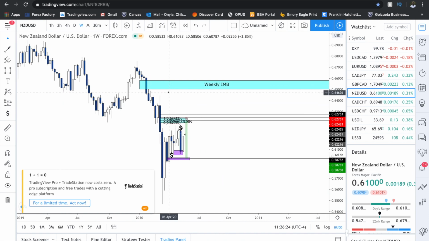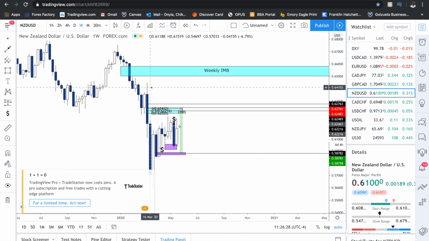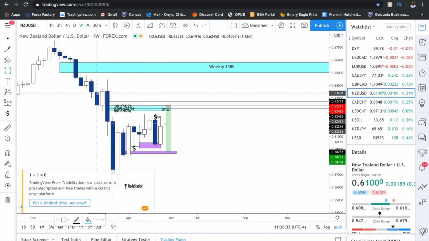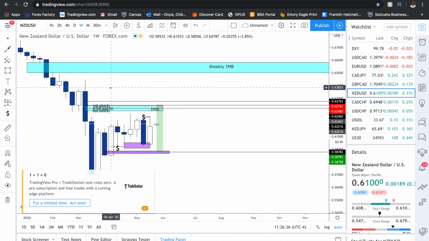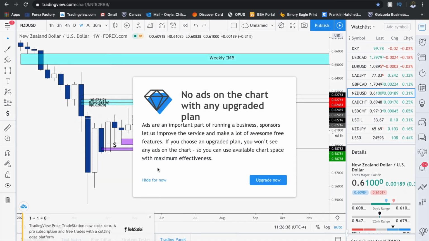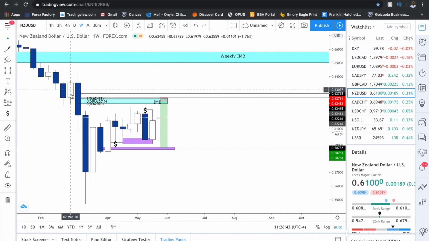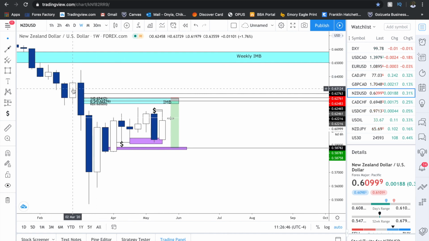However, I do see this imbalance on the weekly. Eventually that may come up and get filled. But the first target I'll be looking for is this candle right here, for price to come up into that region. And so, given that I am looking around this area, I'm going to scale in and see what I can find around this candle. So let's just highlight, actually, no, just around this area, right?